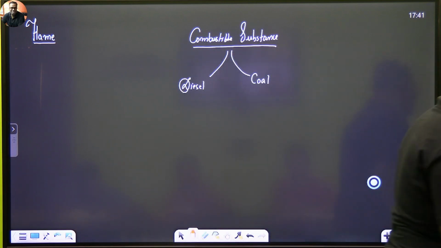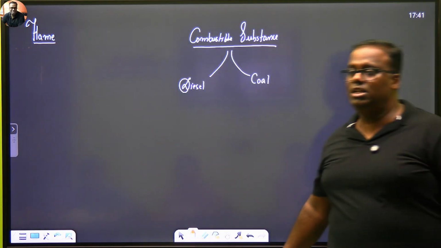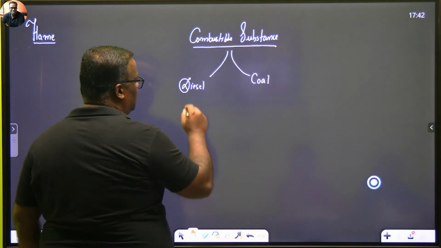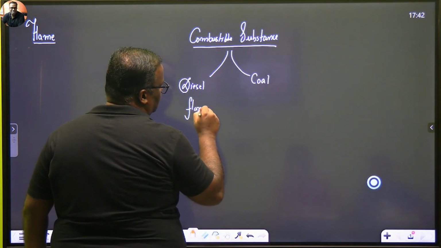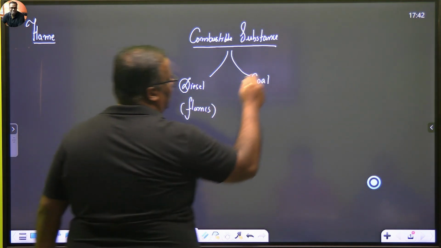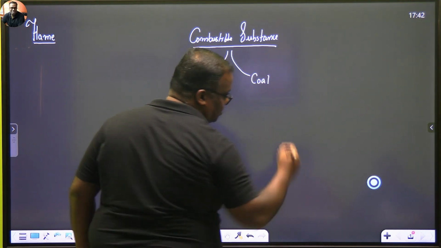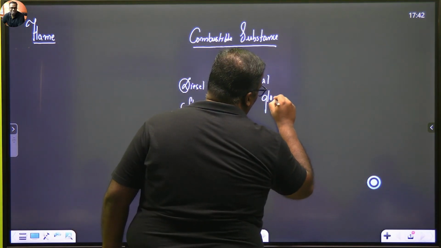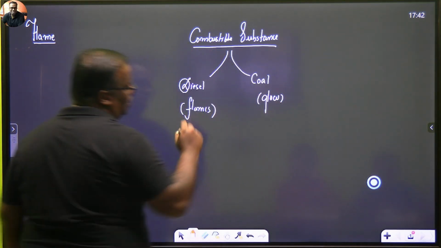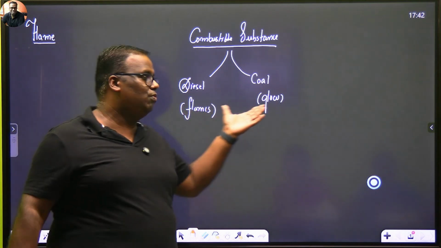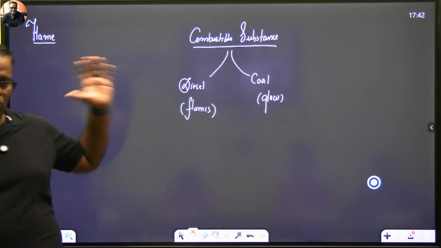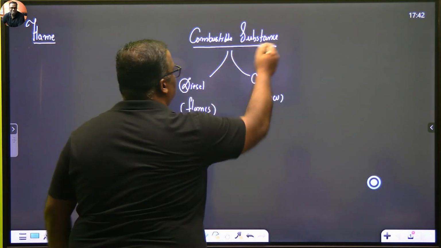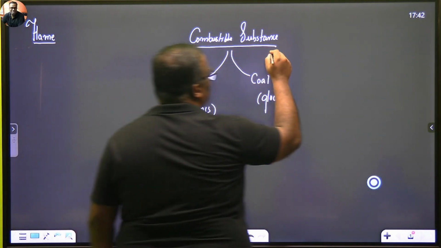What you'll find is that when you burn both of them, you will see a difference, okay? The difference is if you ignite diesel, then you will see flames. And when you ignite coal, you don't see flames. Coal does not give you flame, but coal will give you what is known as a glow. So we need to understand what is the difference between a flame and a glow. Are we fine?